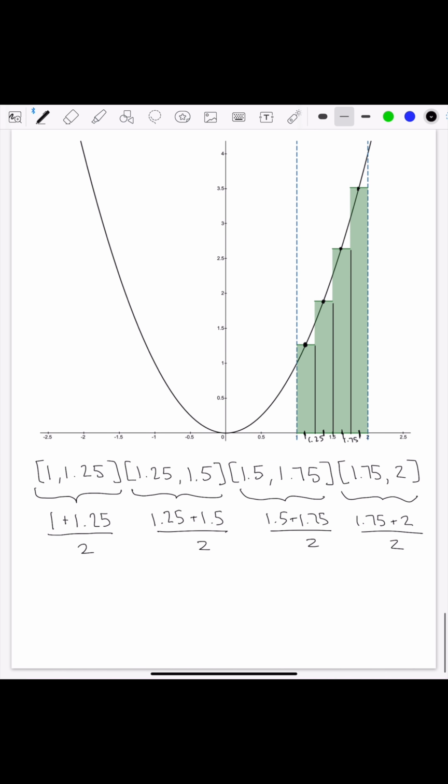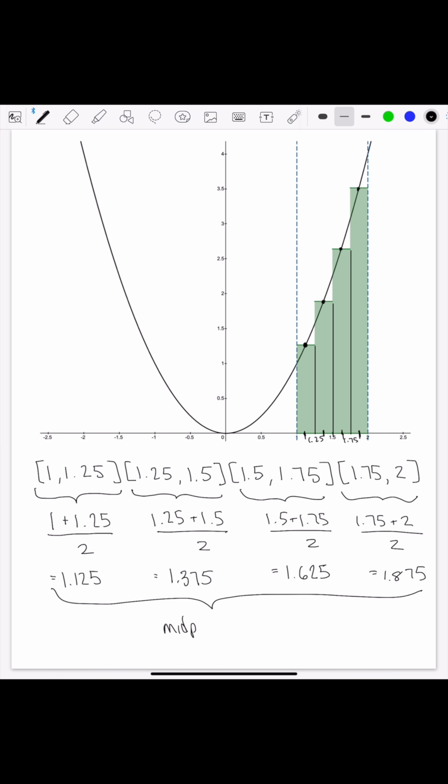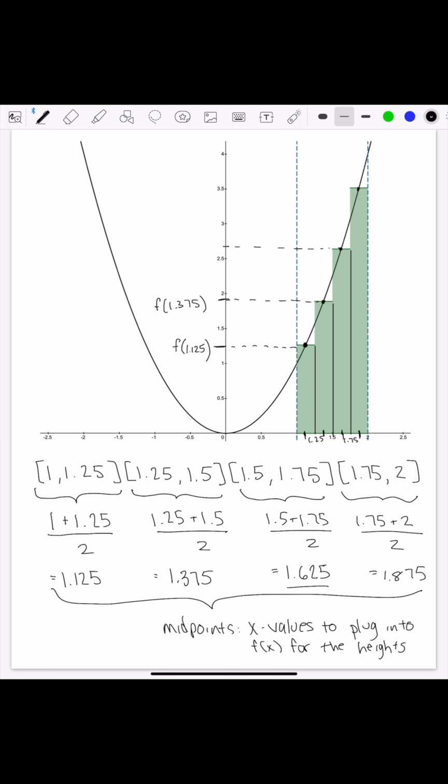We don't know what those x values are, so let's put these all in our calculator. These are our midpoints. These are the x values to plug into f of x for the heights. Because whatever the function equals there is the height. We know that one is 1.125, that's the x value for that rectangle. For the second one, that's going to be the height at f of 1.375. For the third rectangle, we got 1.625, so the y value is the value of the function x squared at 1.625. And then the last one was f of 1.875.